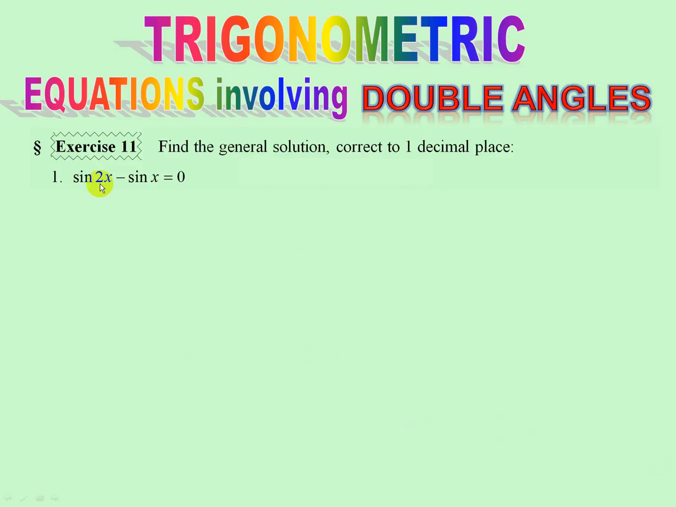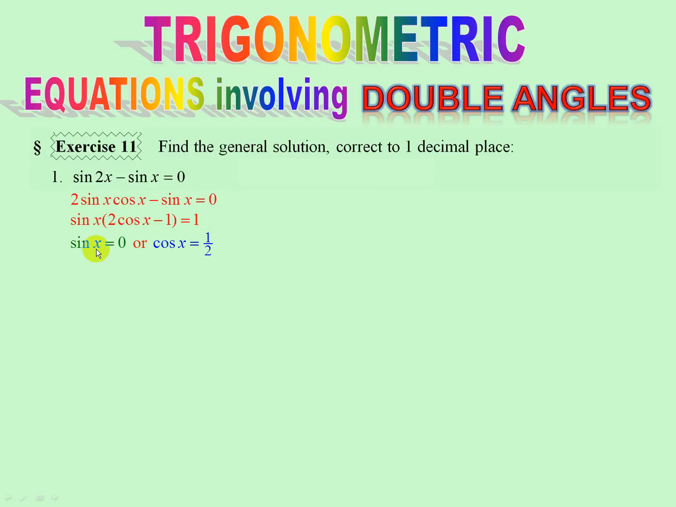This one, expansion, well, only a single expansion, 2 sine x cos x minus sine x. Take out a sine x, 2 cos x minus 1 equals 0. That means sine x is 0, or the bracket, 2 cos x minus 1 is 0. Gives you sine x 0, or cos x equal to a half.